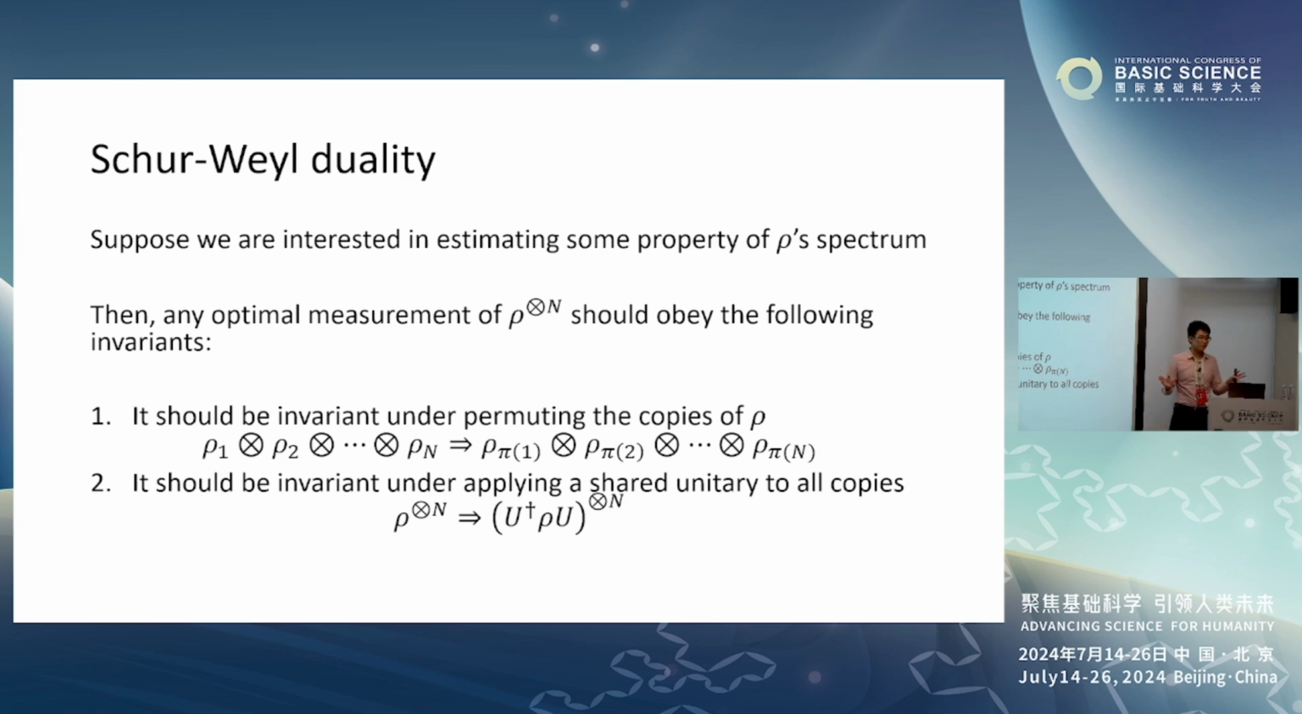Right? So hopefully this makes sense. And the point is that you somehow want to come up with the maximally useful measurement that is invariant under these 2 sorts of symmetries. And it turns out the way you can formalize this is with the Schur-Weil duality.